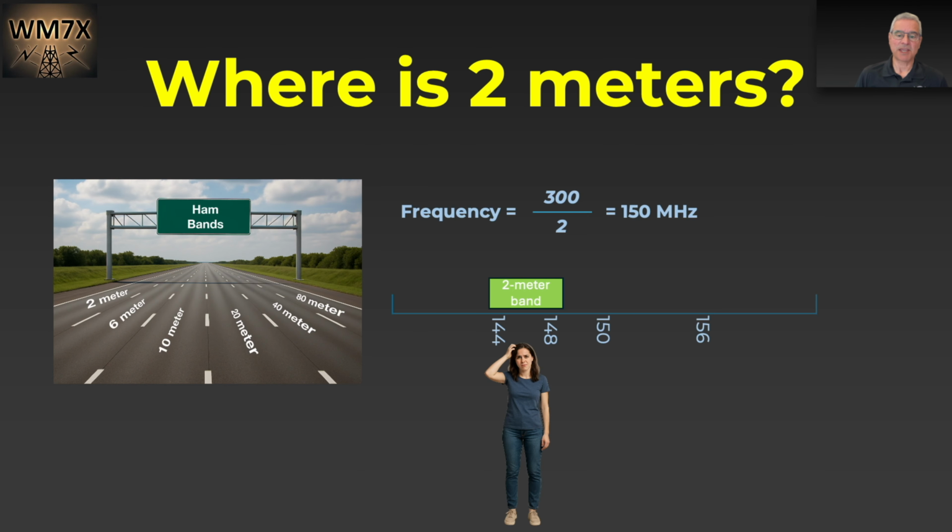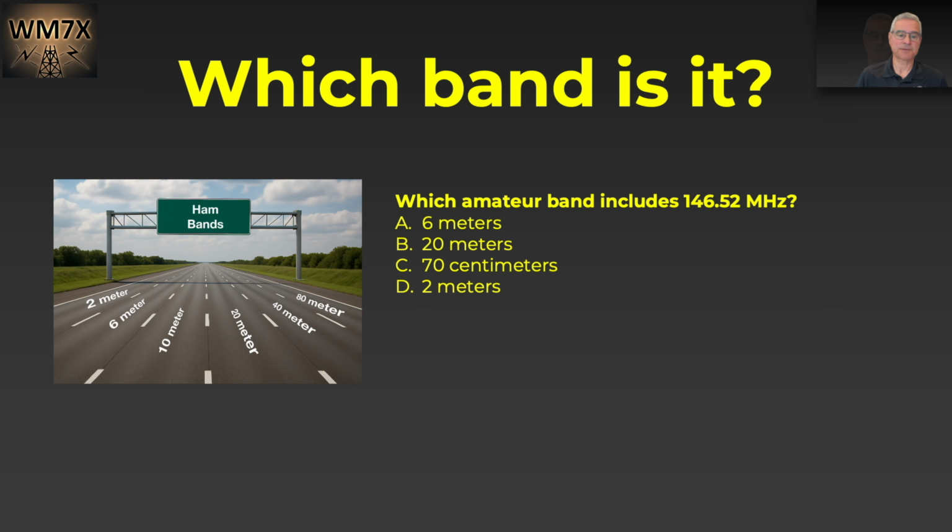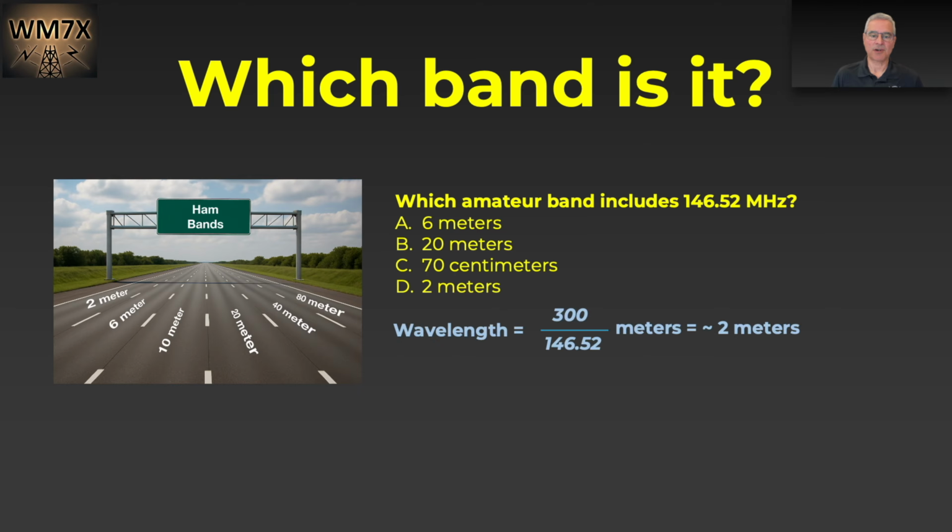Okay, let's make this more concrete by going through a couple of the exam questions. This question wants to know which band includes 146.52 megahertz, and we just use our rule to convert the frequency into a wavelength, and we get pretty close to 2 meters. And fortunately, every other answer is way off, so we're good on this one.